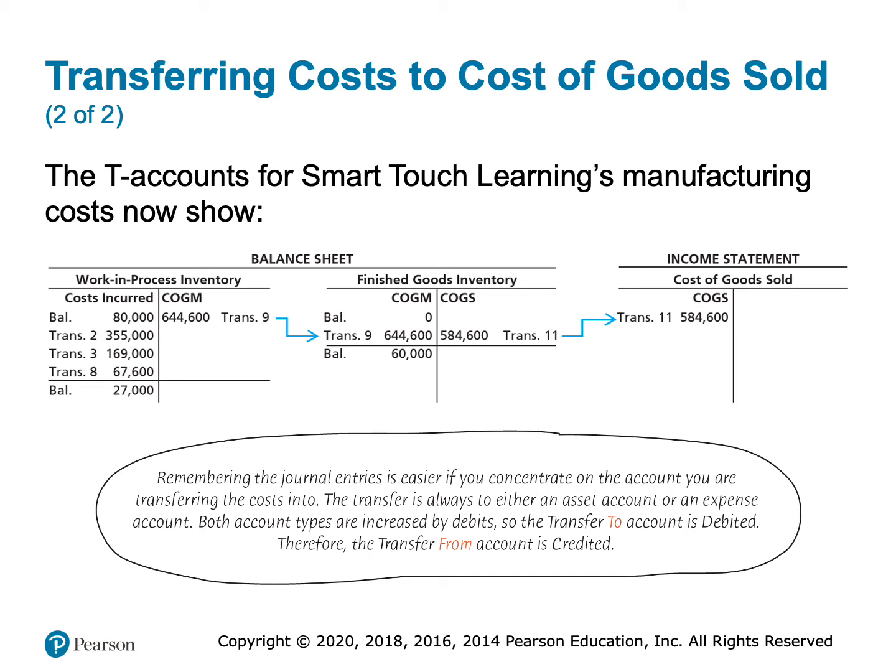So this is a great tip down here that I want to point out. It's a lot easier to think of it as: the transfer to account is what you're going to debit. The transfer from account is what you're going to credit. So when we're transferring into finished goods, we'll debit finished goods. We're transferring out of work in process, we'll credit work in process. Same thing when we're transferring to cost of goods sold, we'll debit cost of goods sold. We're moving out of finished goods, so we credit finished goods.